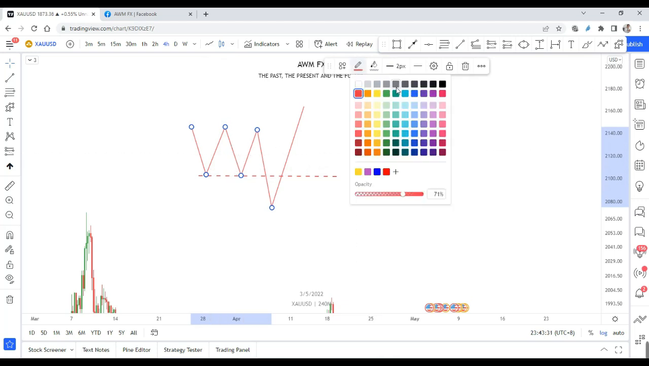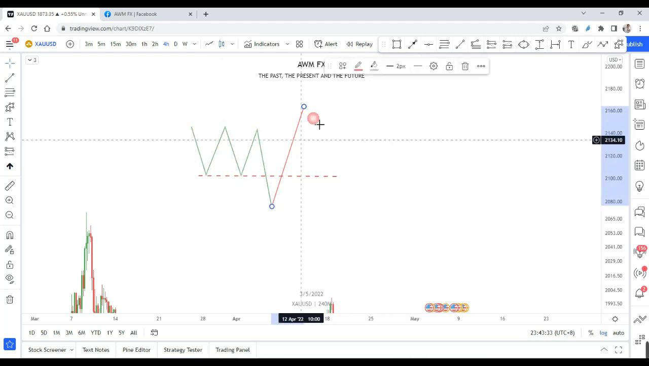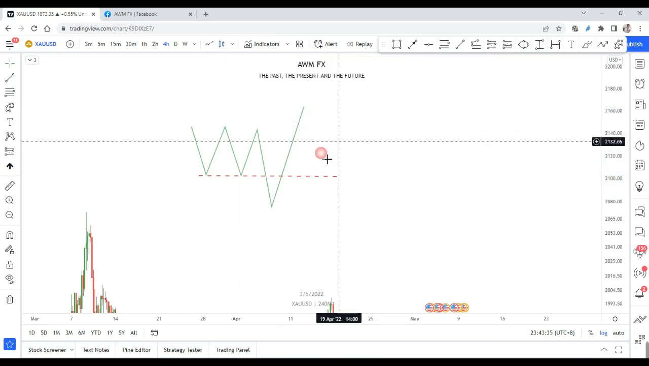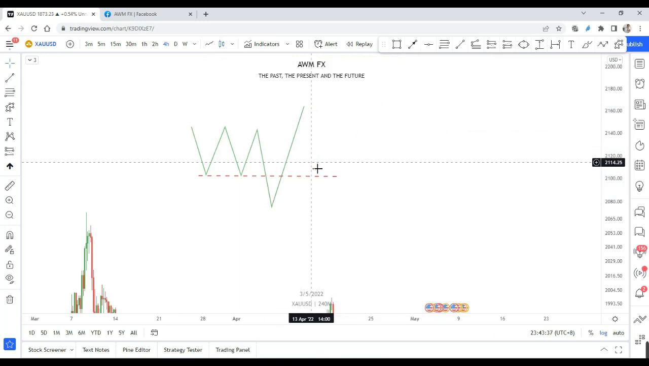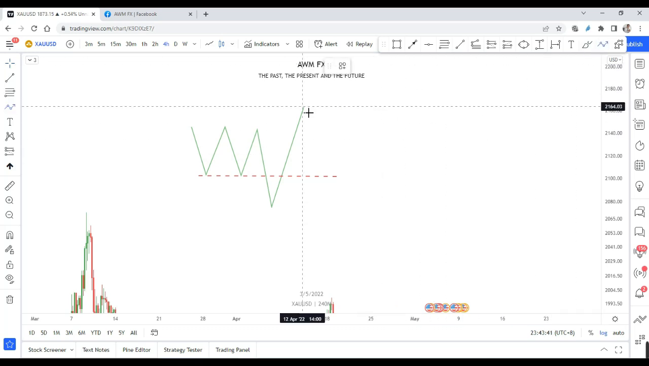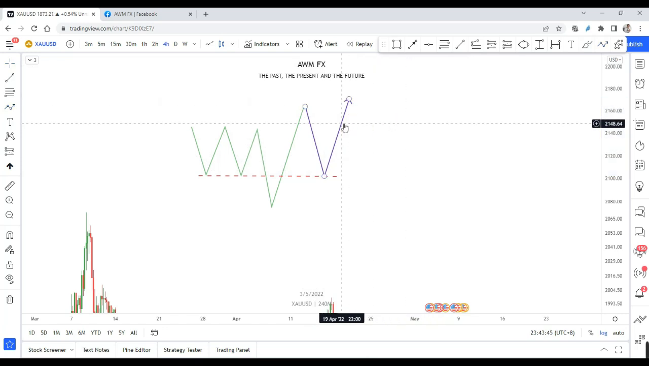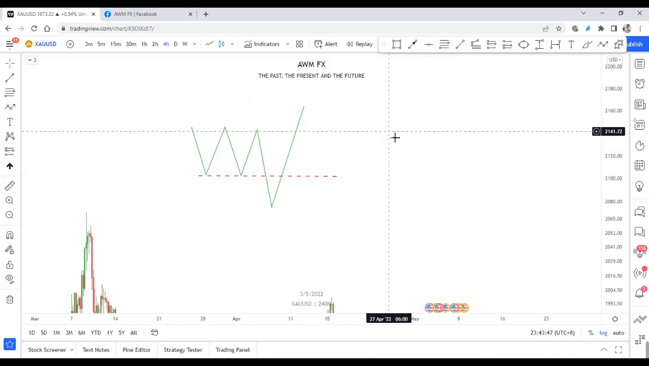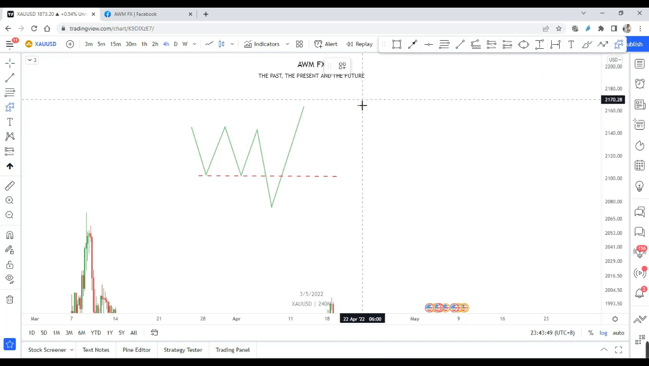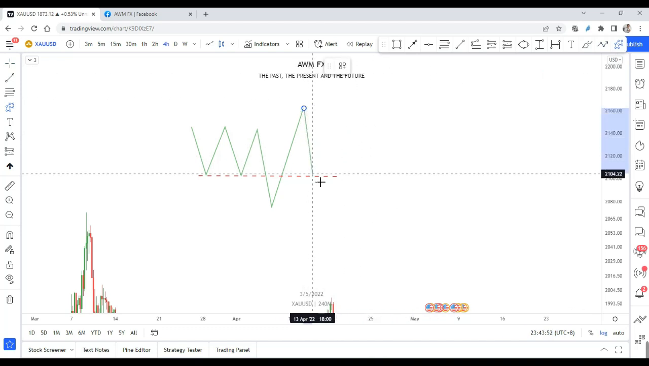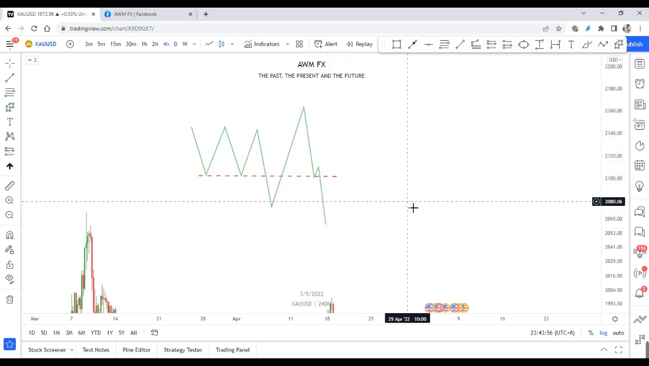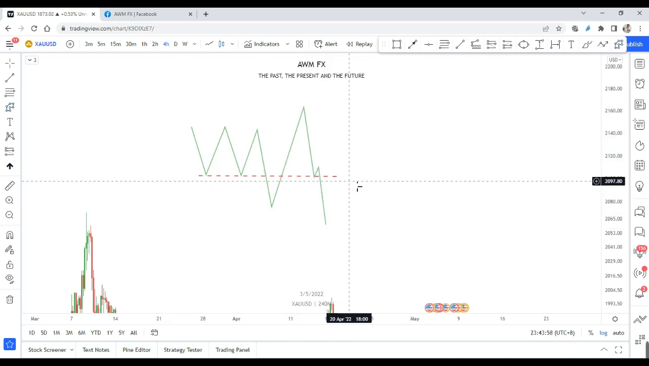I'm going to change to another color, easier to see. We have a QML over here. As a normal traditional QML trader, we expect the price to drop into this zone and reject or react, whatever you want it to be. But instead of doing this, the price makes a drop base drop before continuing down, ignoring the QML level.